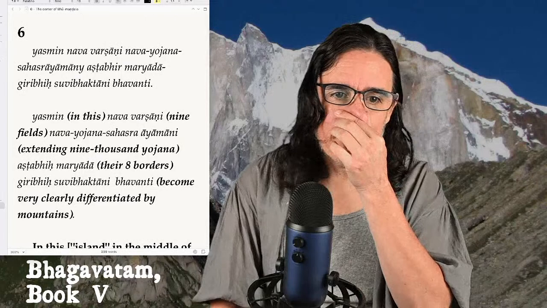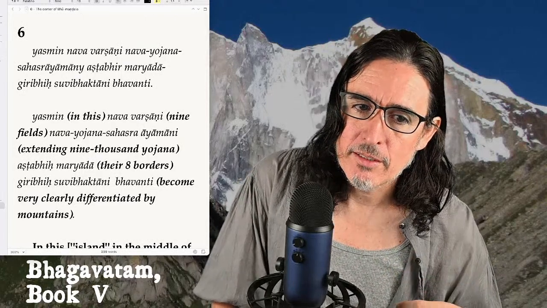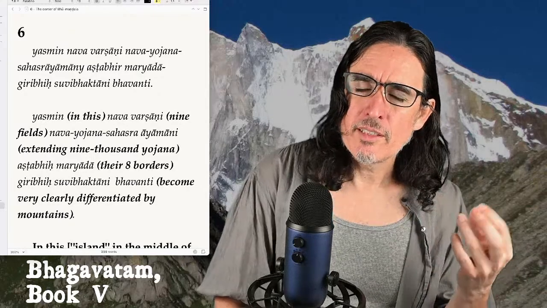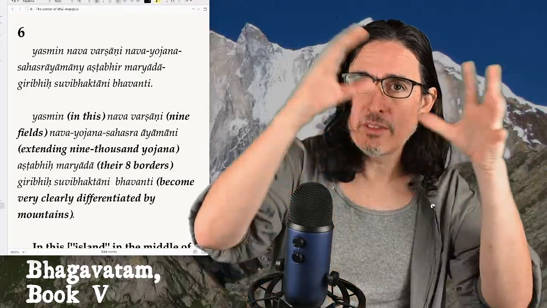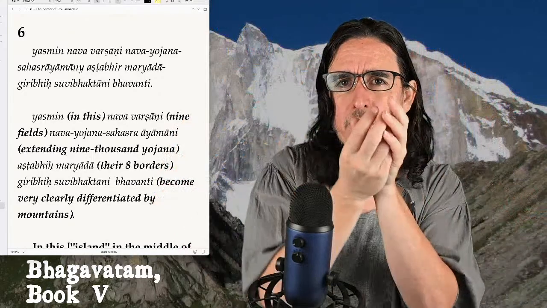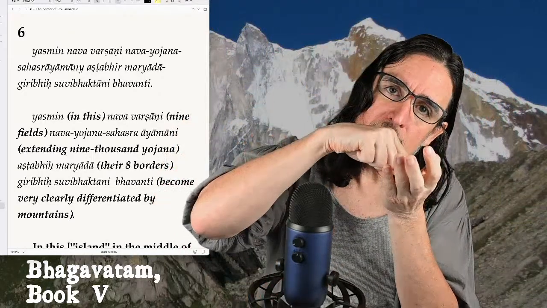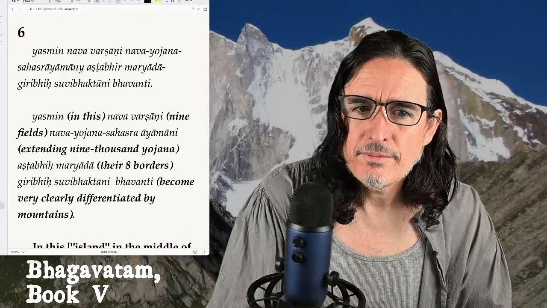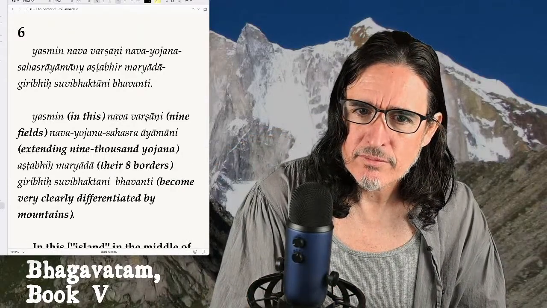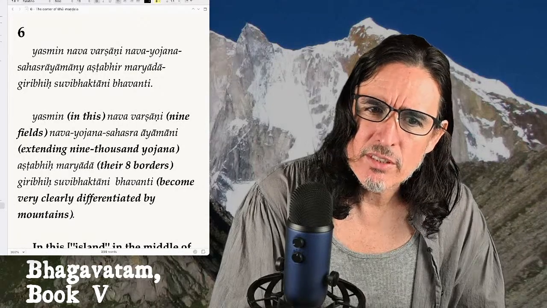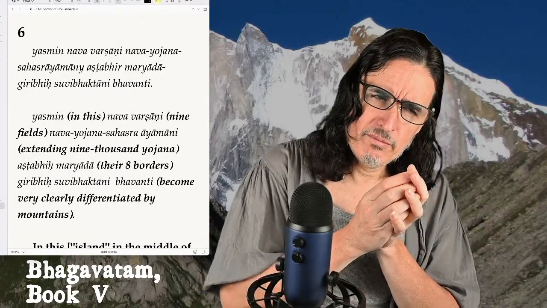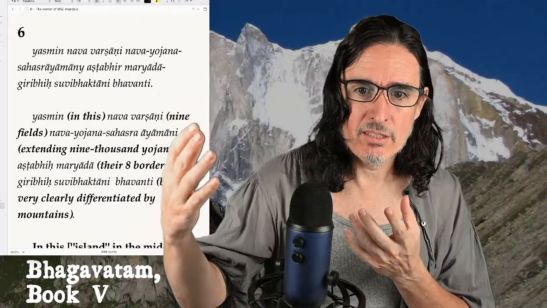So he says, Yasmin Nava Varshani. Yasmin means in this. So in this, in what? In that lotus bud in the middle. He moved his description from the whole Bhumandala to the lotus bud in the middle. And now in this lotus bud, there's 9 sections. Yasmin Nava Varshani. Nava Yojana Sahasrayami. Each one of those sections has an ayama of 9,000 yojana.